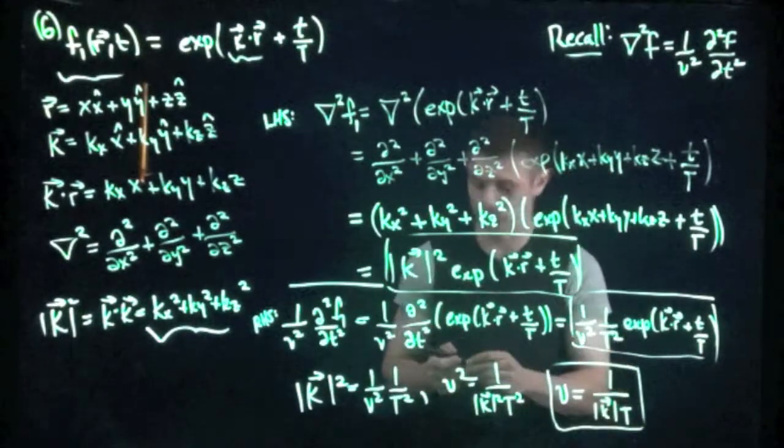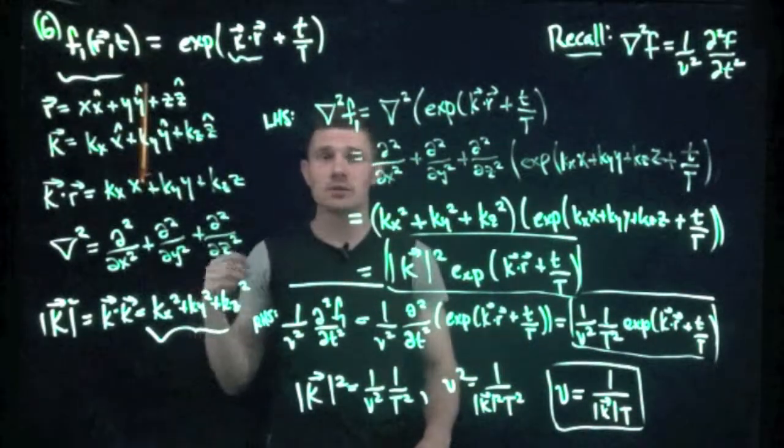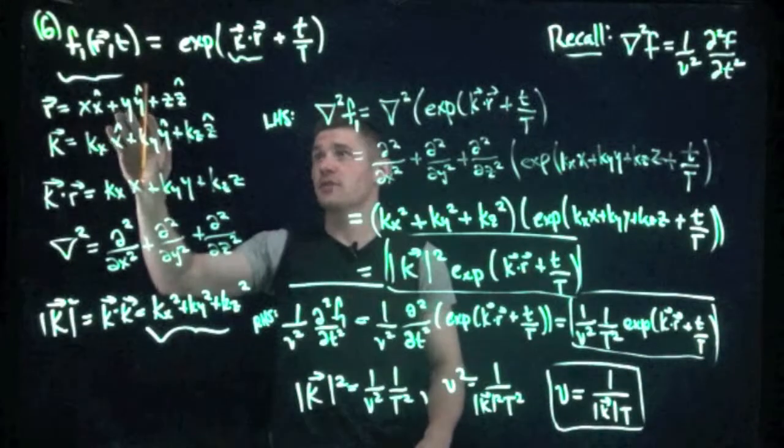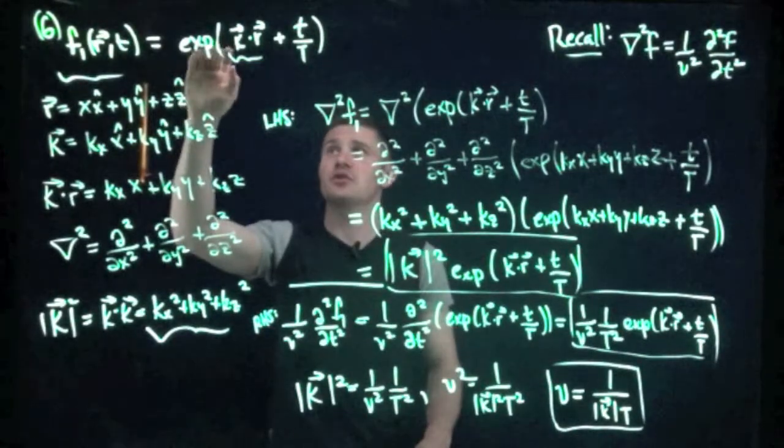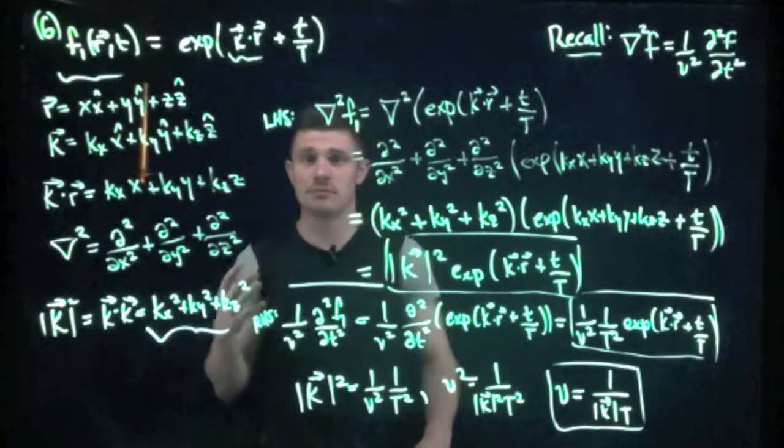So just to recap, we started off with our function f1. It's a function of r and t, where r is our Cartesian spatial vector, and it's given by the exponential of our wave vector k dotted with our r vector plus some time over some constant big T.